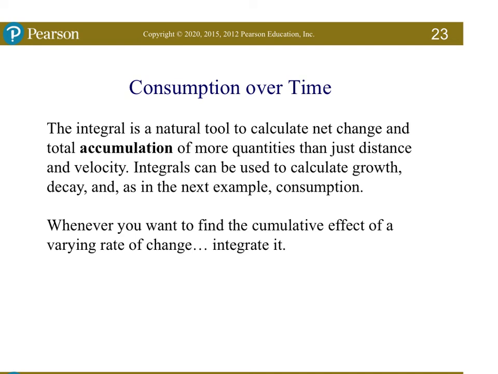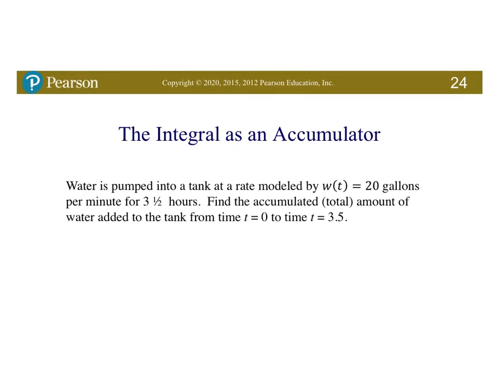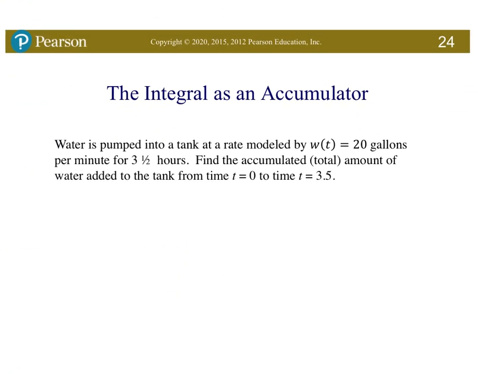So this is called an accumulation. When we want to change and have an accumulated effect, we are going to use an integration. So if you want to find a cumulative total, then you're going to use an integral. So here we go. Water is pumped into a tank at a rate modeled by W of T equals 20 gallons per minute. Okay, here's the clue, 20 gallons per minute for 3.5 hours. Find the accumulated total from the time 0 to 3.5.